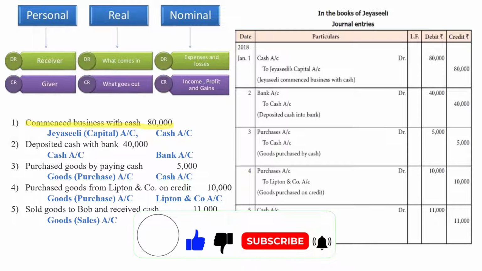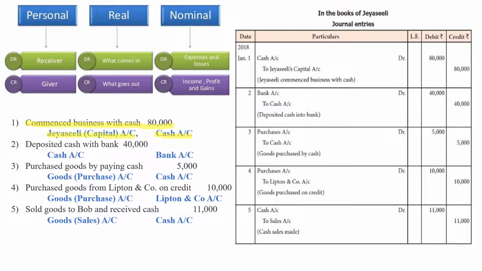Two accounts are affected, cash account and J.S. Lee's capital account. Does cash come in to our business or go out? Cash is coming in. That's why, this being a real account, what comes in should be debited. J.S. Lee's capital account: here J.S. Lee is the giver to the business. That's why she would be credited.